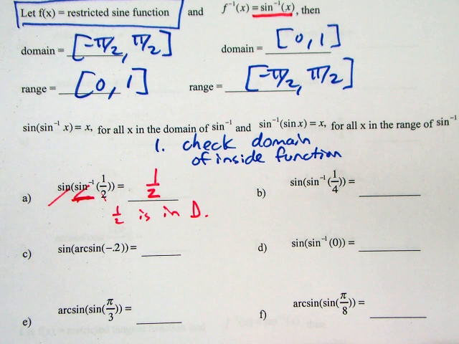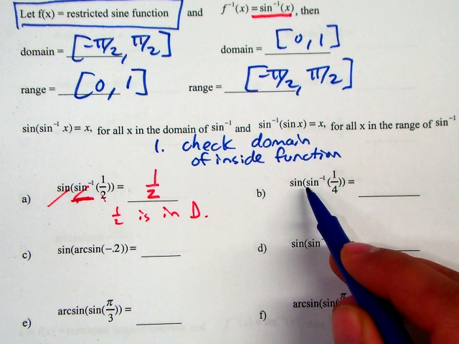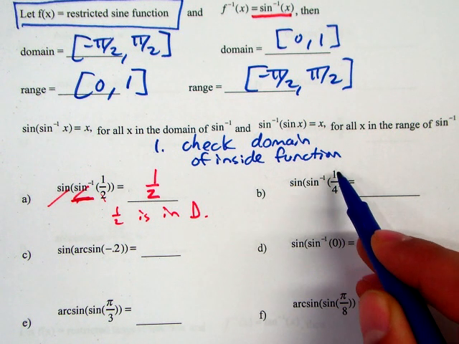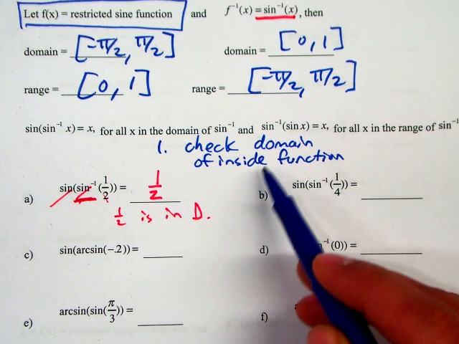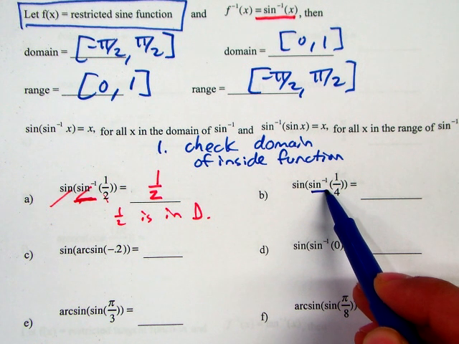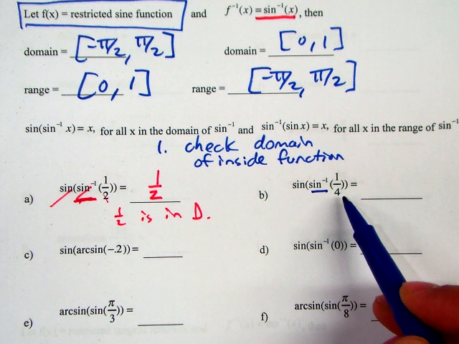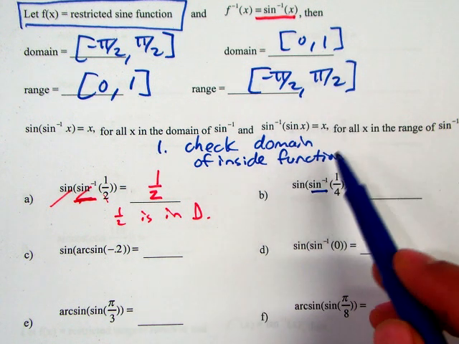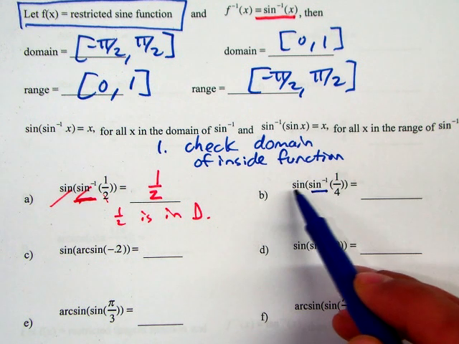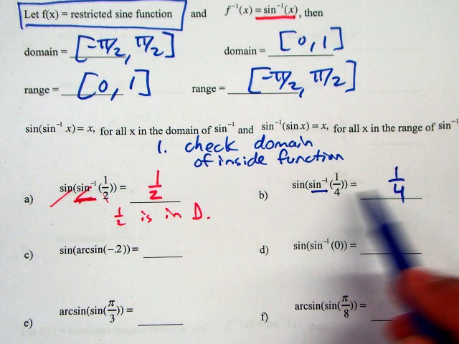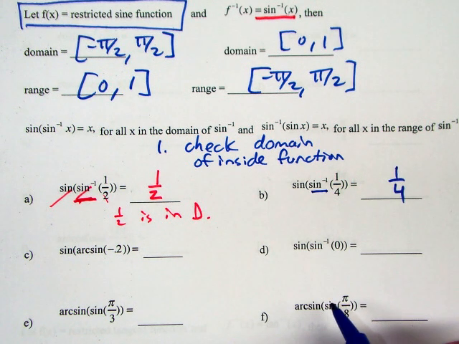Okay? Let's do another one. So here we have another composition, sine and inverse sine. We hope that it just cancels out and we get 1/4. We have to double check again to make sure that 1/4 is part of the domain of this inside function, which is the inverse sine again. So the question is, is 1/4 between 0 and 1? Answer is yes. So because this is in the domain and we're doing a composition of inverse function with original function, everything cancels the way we want it to, and our answer is 1/4.